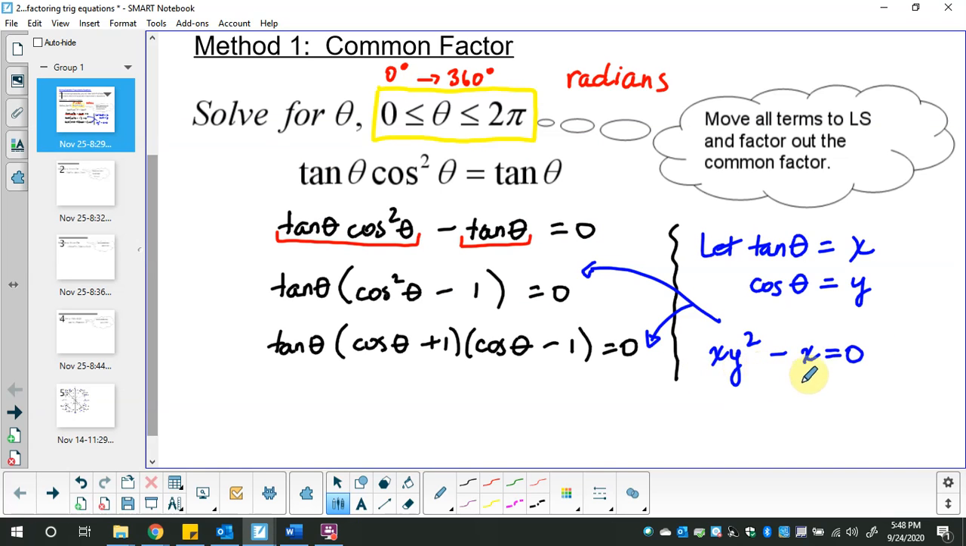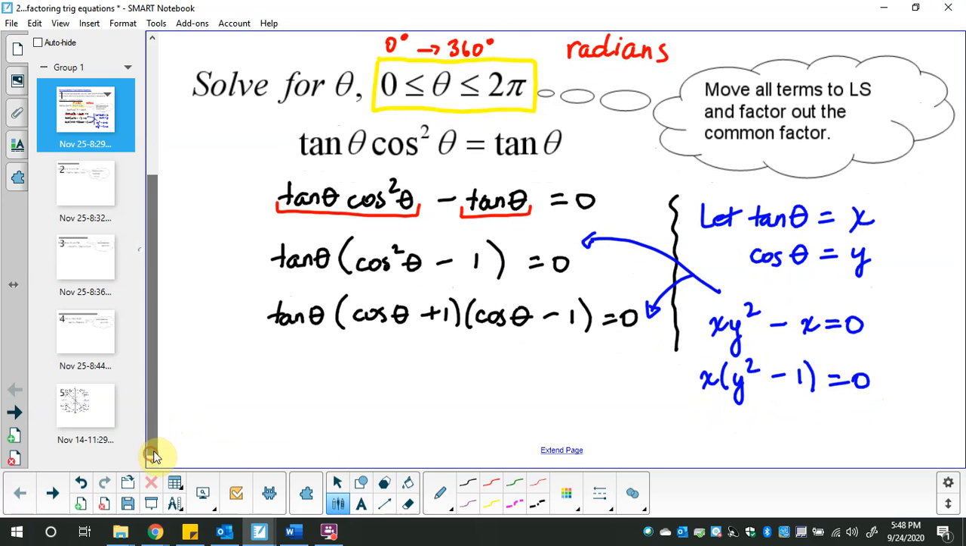And maybe you can factor this easier than you can with the trig. So I'm going to do that now. I'm going to common factor out an X, leaving behind Y squared minus 1 in the bracket. And then I notice that Y squared minus 1 is a difference of squares. So I can do Y plus 1, Y minus 1, and then I can take it down and replace them back again. So the X was the tan theta, the Y was the cos theta in two spots.